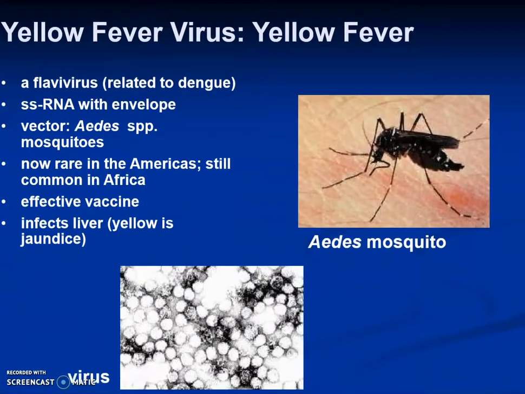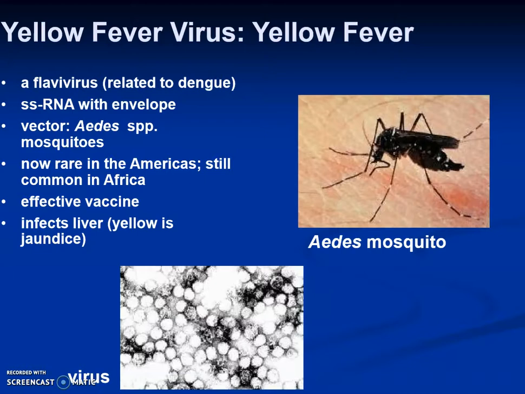Moving on to yellow fever virus. So now here we are clearly at a virus again, and here's the profile of this virus. It's a flavivirus related to dengue fever. It's a single-stranded RNA virus with an envelope. The vector transmitting the disease is the Aedes species of mosquitoes. It's relatively rare in the Americas, I should say, and still pretty common in Africa.